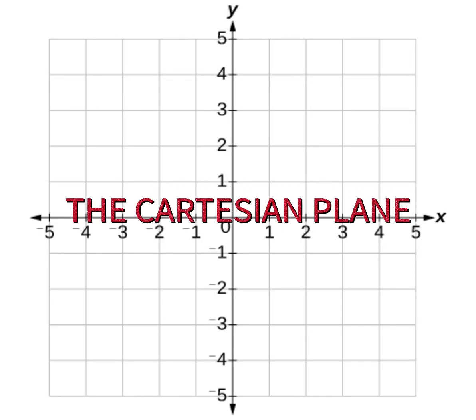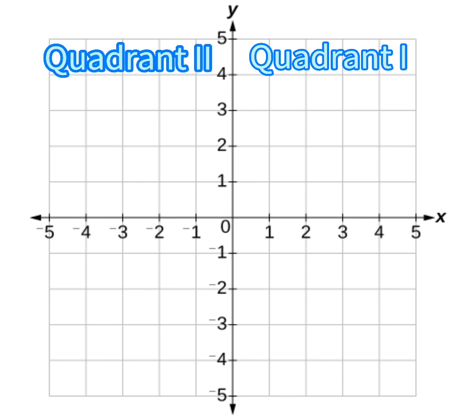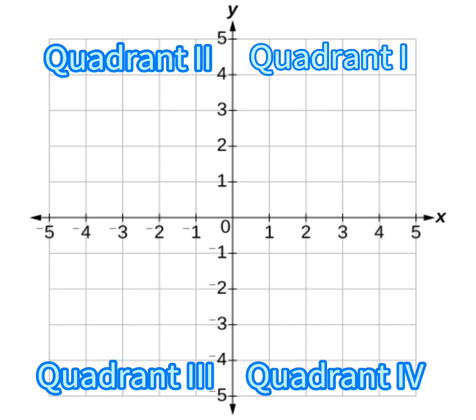This video will be about plotting points in the Cartesian plane. The horizontal line is called the x-axis and the vertical line is called the y-axis. The Cartesian plane is divided into four parts or regions: the first quadrant, the second quadrant, the third quadrant, and the fourth quadrant. The points in the Cartesian plane are called the x and y coordinates, or the ordered pair.